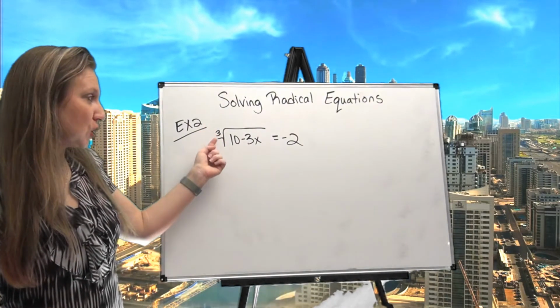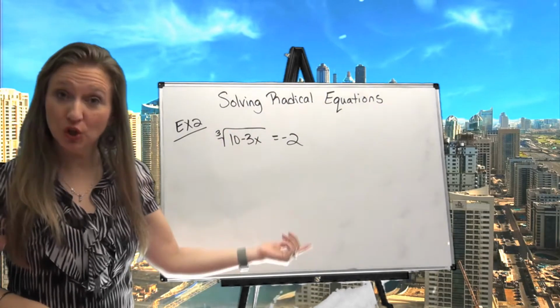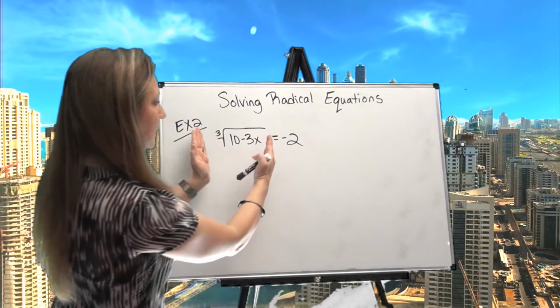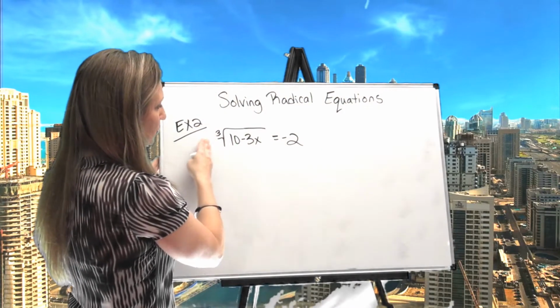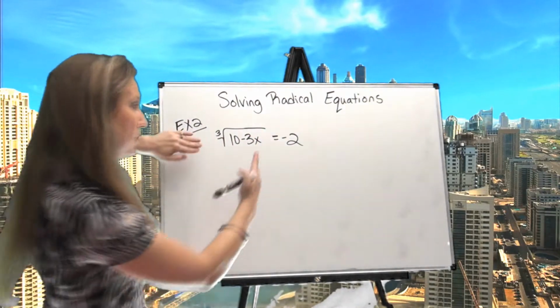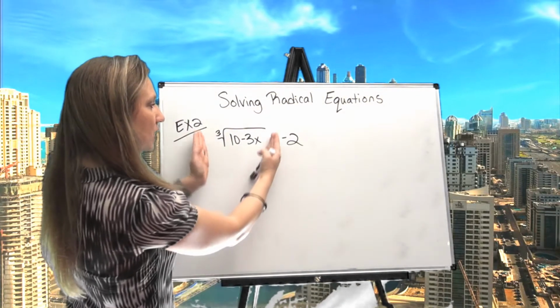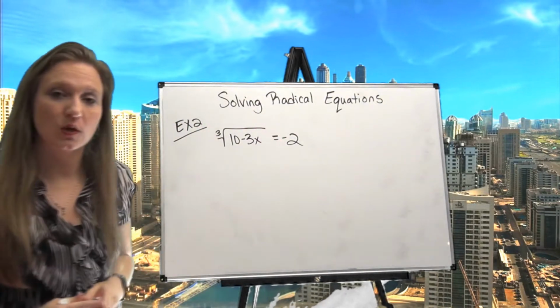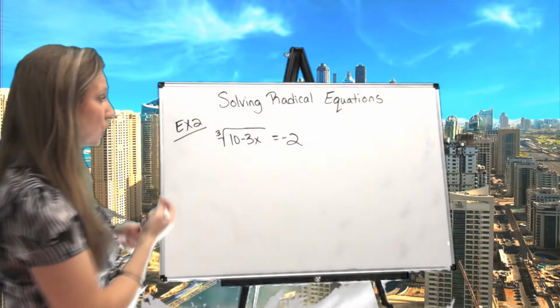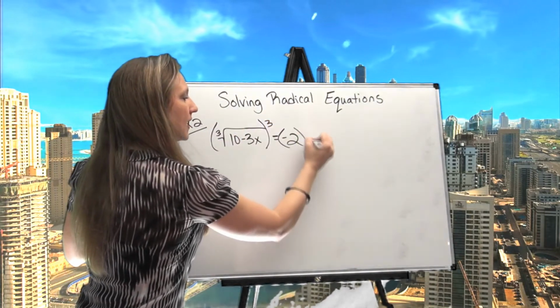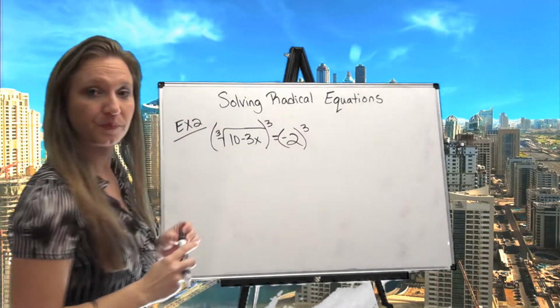So the opposite of a cube root would be to cube it. Before you do that, make sure that your cube root is isolated. If we had anything multiplied or added on either side here, we would need to get rid of that first. But my cube root is already isolated on one side of the equal sign. So we can go ahead and get rid of the cube root by cubing both sides of the equal sign.